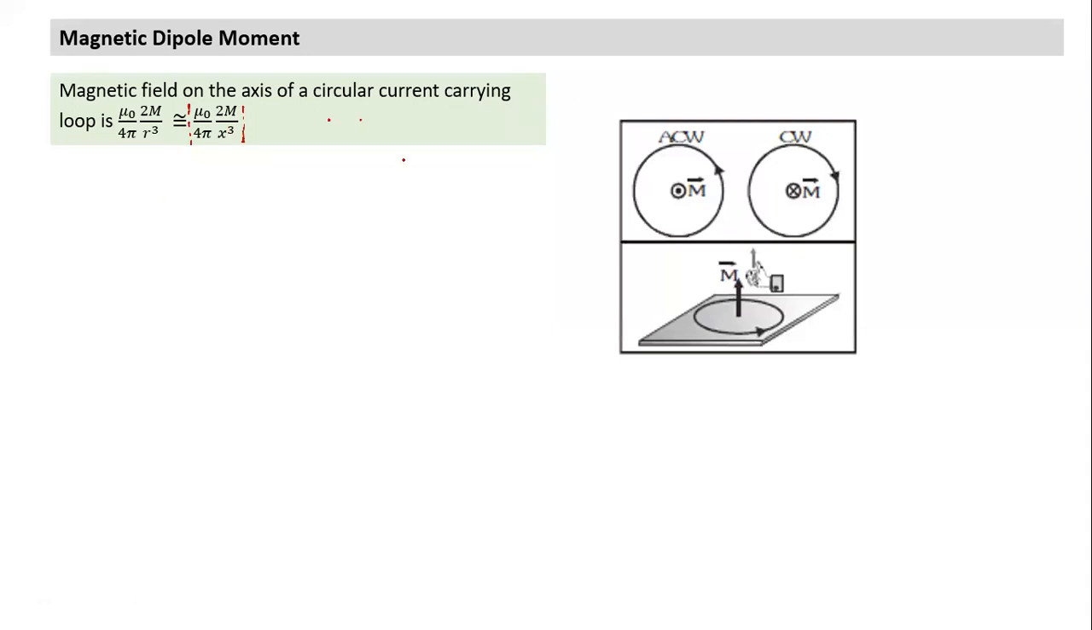So first of all, the way we define the electric dipole, it is a vector quantity. Even the magnetic dipole moment is also a vector quantity. So first we understand it in the case of a ring. Suppose it's a current carrying circular ring. If we see from here, the current is in this way.